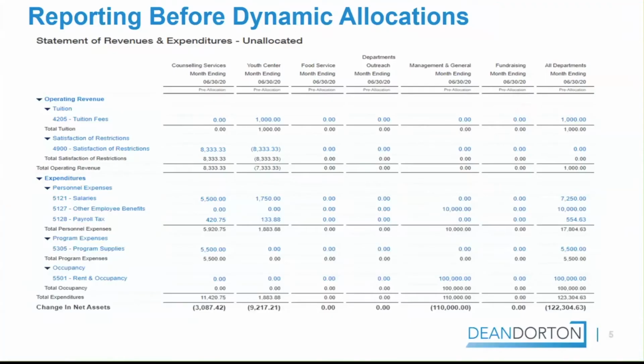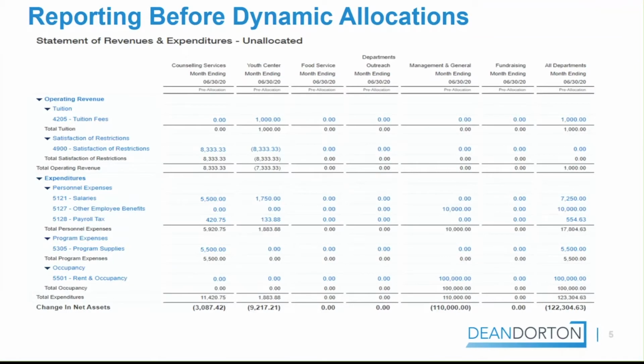So this is what reporting may have looked like in a world before dynamic allocations. This is an example of a profit and loss by department. So we see here we've got our financial performance going down the rows with all of our revenue and expense accounts. And then in the columns, we have each of our different departments, and you see their share of revenue and expenses. The problem with this statement is if you look at the column that says management in general, that represents all of our overhead and administrative type costs.